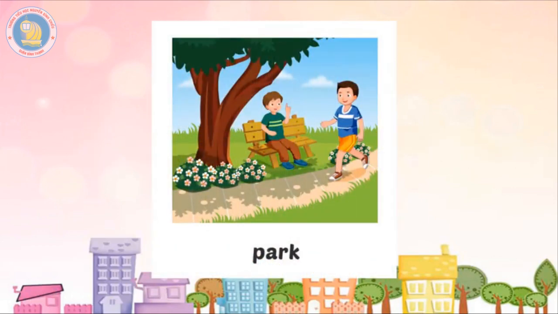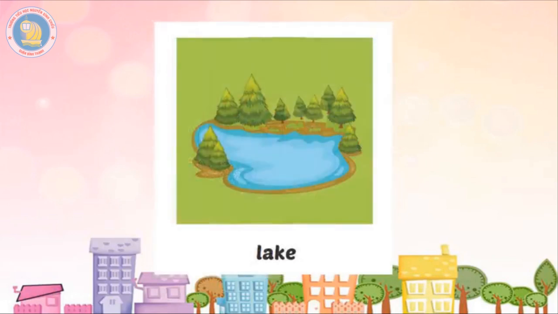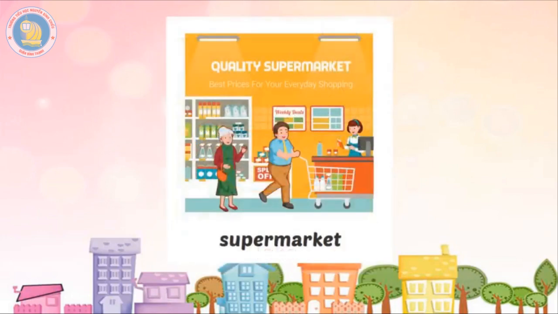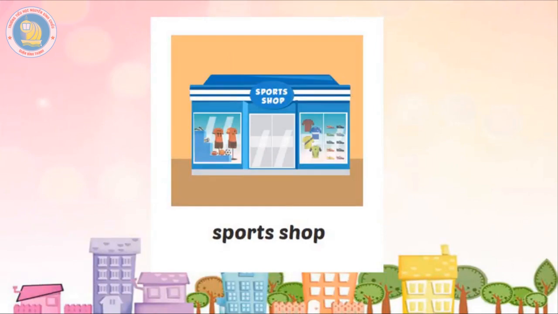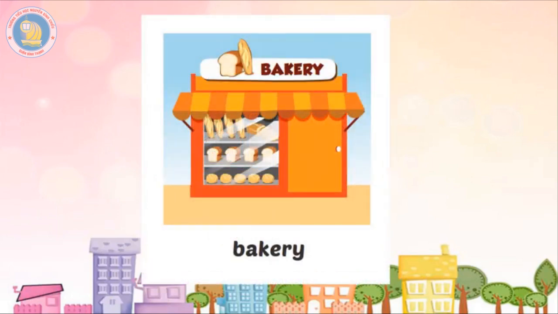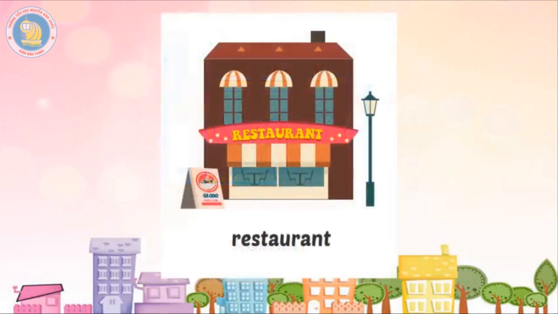One, park. Two, lake. Three, supermarket. Four, sports shop. Five, bakery. Six, restaurant.